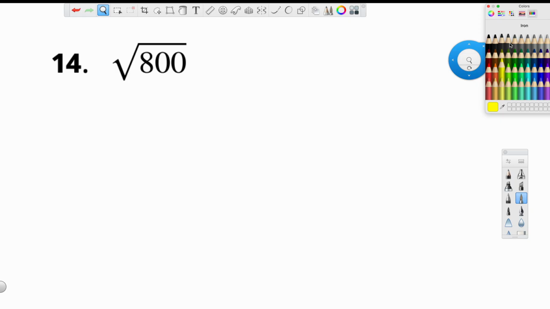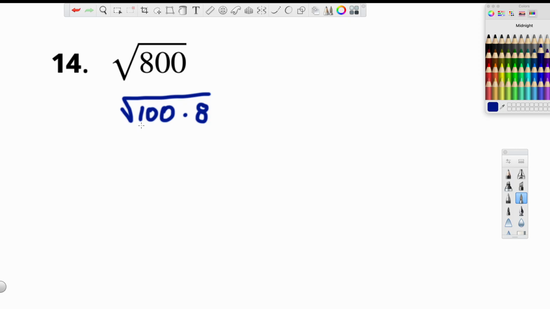Square root of 800. Okay, so 800 is not a perfect square. Whenever we see a number that's in the hundreds like this, 800, 900, 300, it always has a factor of 100. So take a look at this. We could rewrite 800 as 100 times 8, right? And what do we know about 100? It's a perfect square, isn't it? Square root of 100 is 10. So this 10 we could bring out.